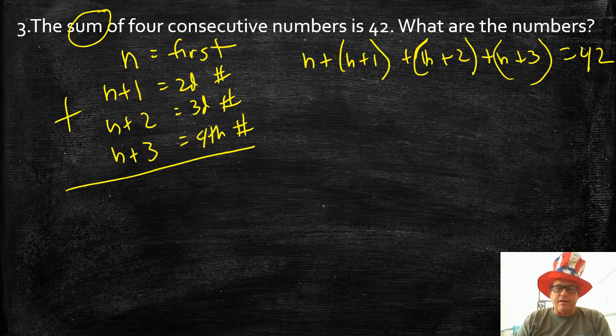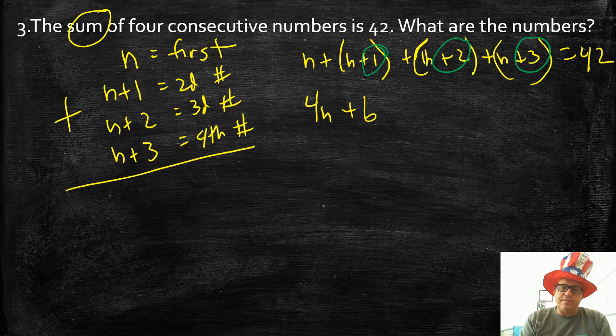So let's simplify. What's n? That's 4n, n plus n plus n plus n. I have 1 plus 2 plus 3. Right? I have to add my constants. 1 plus 2 plus 3 is 6. So 4n plus 6 equals 42. That's our simplified equation. Now we need to solve it.